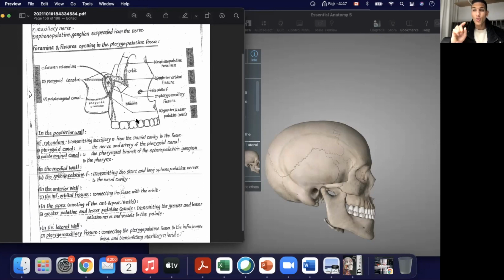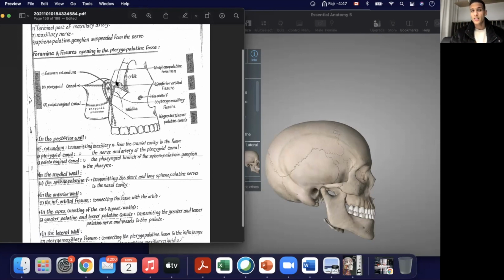Plus, how this fossa is connected to other parts of the brain through the foramina that we're going to talk about, and they're found inside. So, for example, the foramen rotundum takes things from the middle cranial fossa into the pterygopalatine fossa. The pterygoid canal takes the Vidian artery and Vidian nerve to the pterygopalatine fossa. The palatovaginal canal takes the pharyngeal artery and nerve to the pterygopalatine fossa.